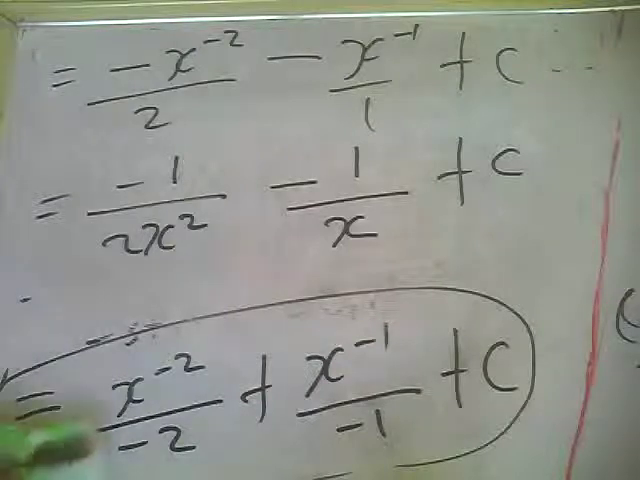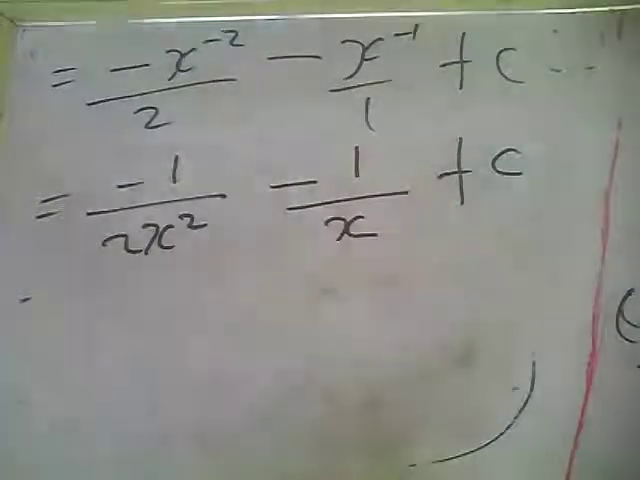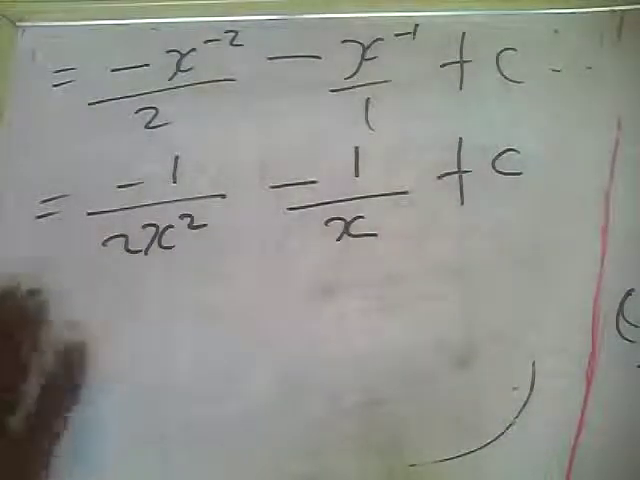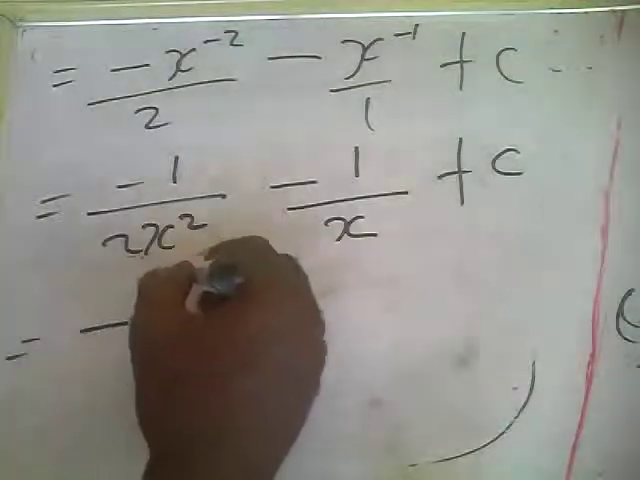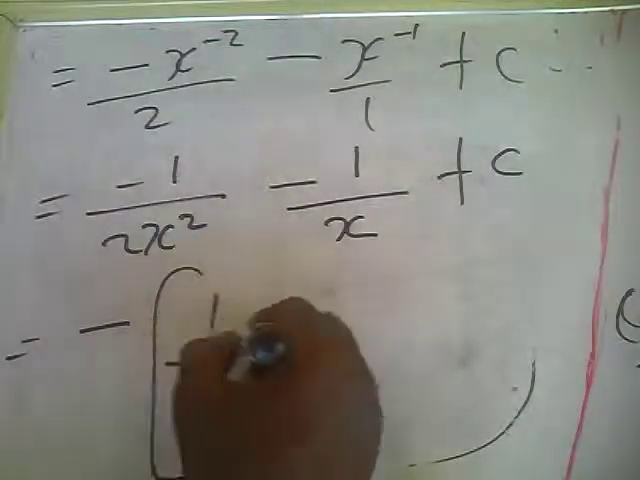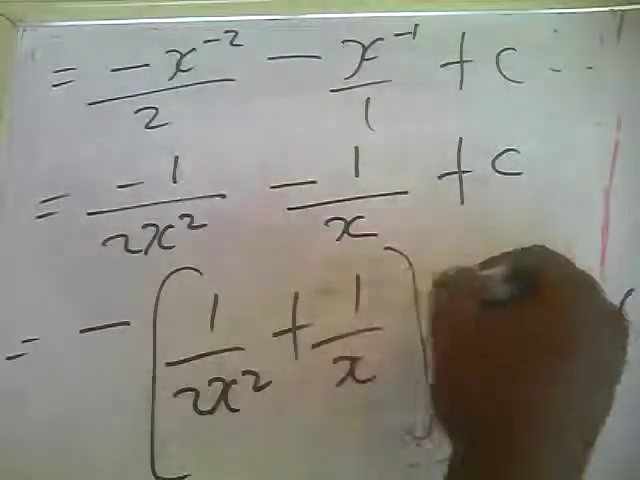Now, if you have gotten that, we are just rewriting what we have now. We can still rewrite it as, bring out this minus. We have minus out, then we have 1 over 2x squared plus 1 over x all plus c.